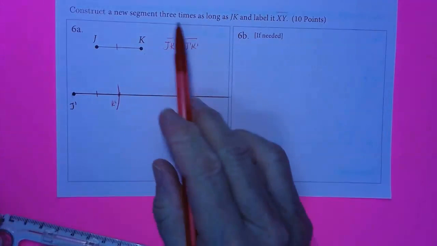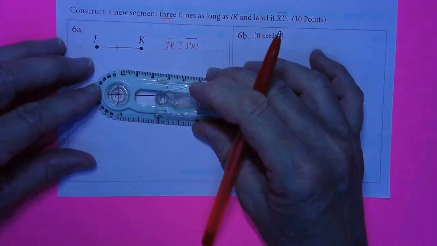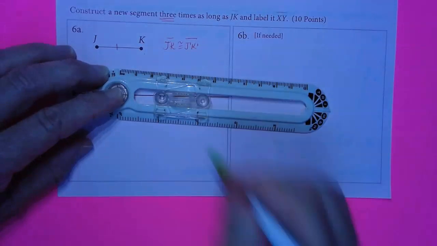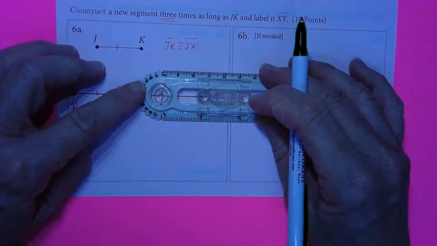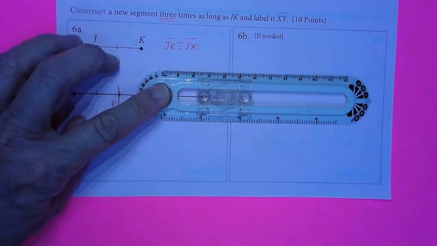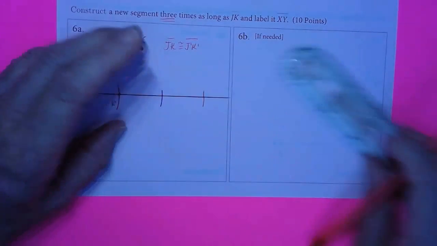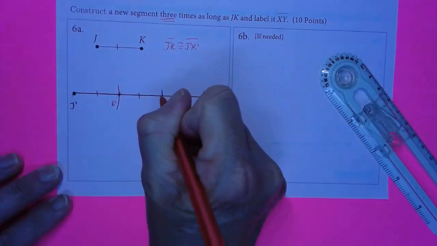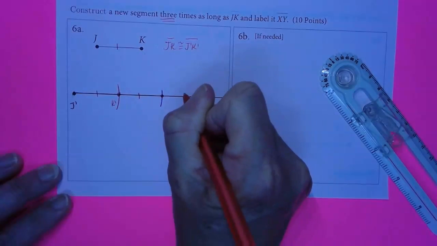But since they want it 3 times as long, you're going to repeat that 2 more times. I'll switch colors. I'll swing an arc here. I'll switch colors again, realign on the intersection I just created, and swing another small arc. So now this is also the same distance between these 2 points, and this is also the same distance.